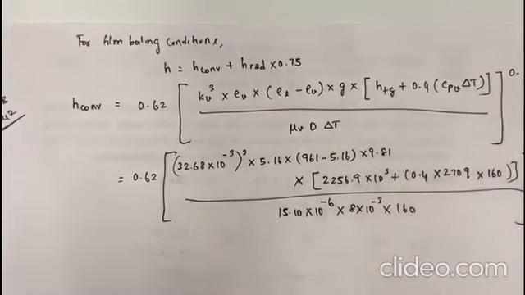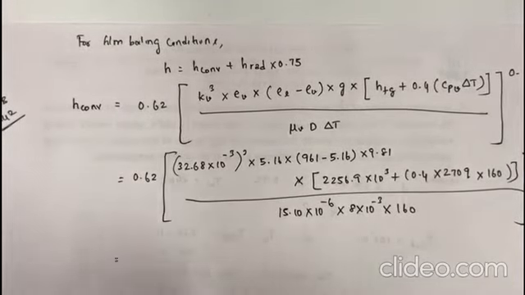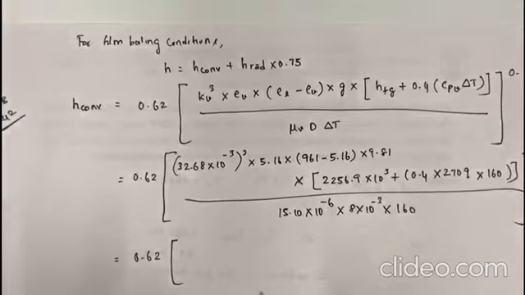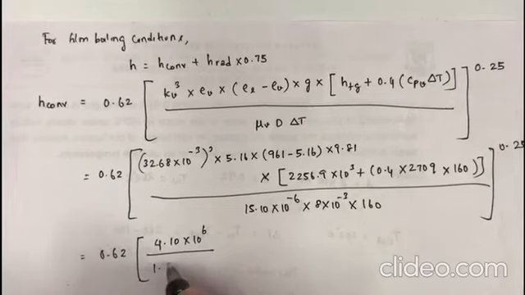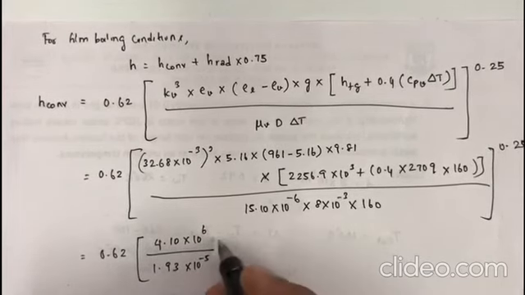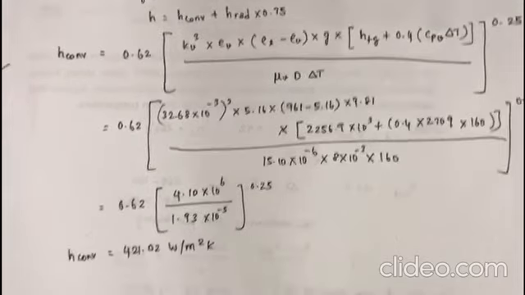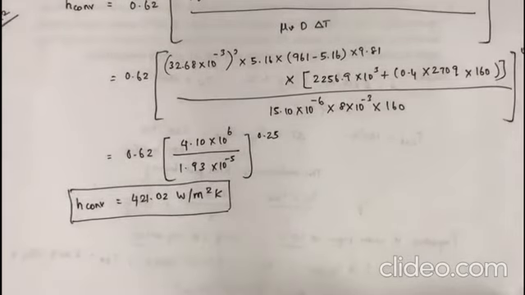So now you have to solve this by using a calculator very carefully. So do it term by term instead of doing it as a whole. So you will arrive finally at power 6 divided by 1.93 into 10 power minus 5 whole power 0.25. So now we have H convection value as 421.02 watt per meter square Kelvin. So this will be your heat transfer coefficient due to convection.